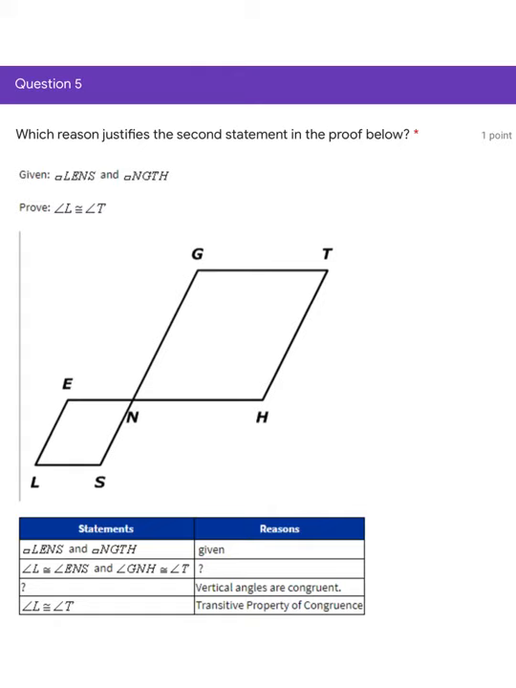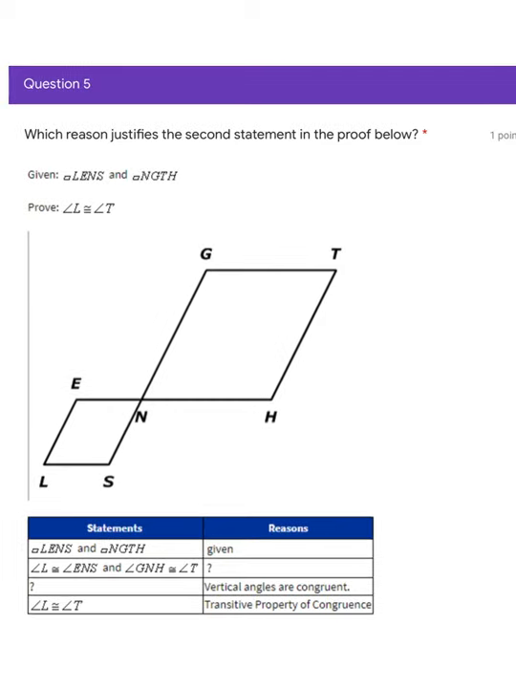Okay, you guys, so to help explain this one is a proof, right? And they're giving us that LENS is a parallelogram. This symbol up here is them telling us that LENS is a parallelogram. And this symbol is telling us that NGTH is also a parallelogram. So that means that everything we know about parallelograms is true.